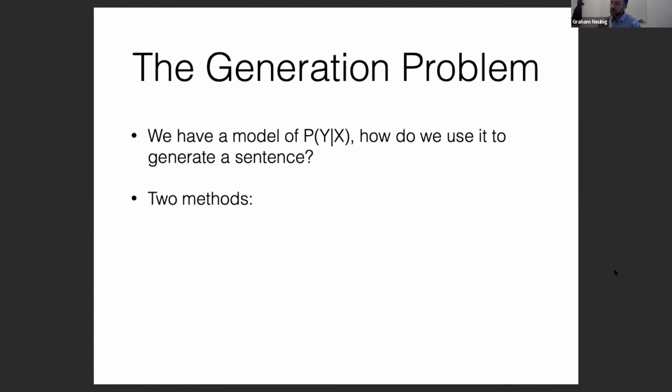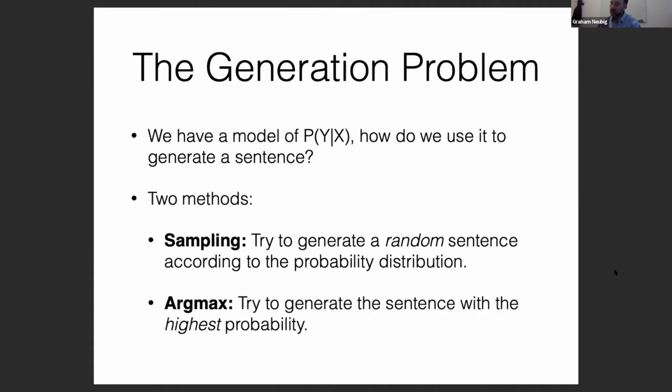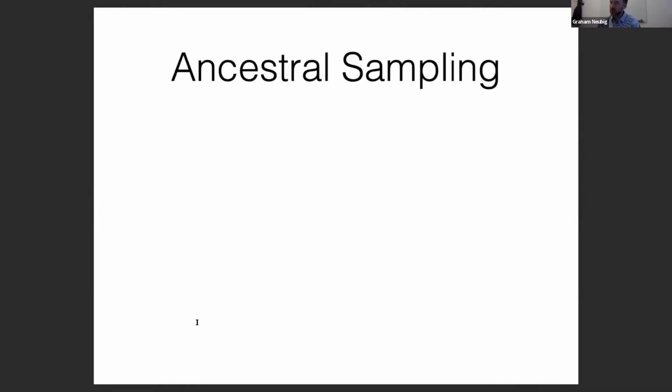And there's basically two methods. The first method is sampling, where we try to generate a random sentence according to the probability distribution. And the next method is argmax, where we try to generate a sentence with the highest probability. And in general, in translation, which is the main topic of this lecture, we use the argmax. Actually, maybe I'll explain why in a few slides after I explain each method.